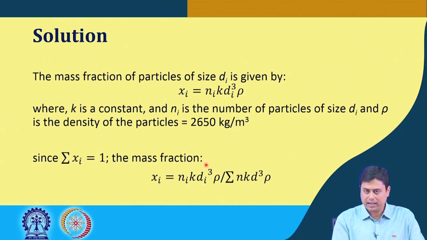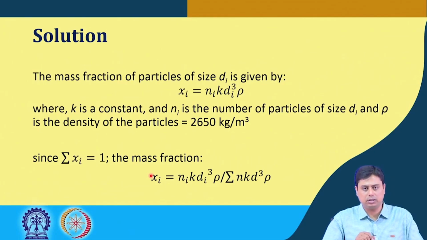So, the mass fraction we can write in this way: this is the individual component, and this is the overall sample parameter, which is the summation of n_i, k, d multiplied by rho. So, this is the individual component mass divided by the total component mass. This gives us the mass fraction of that ith component. So, how is it then solved?